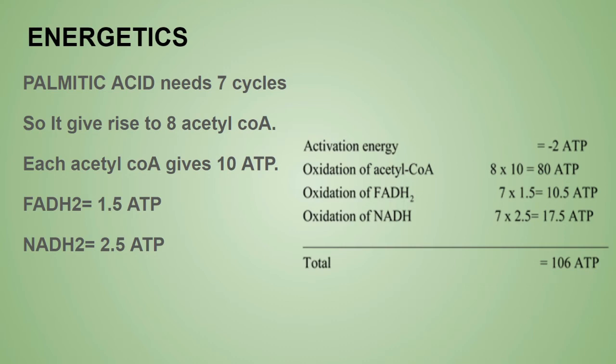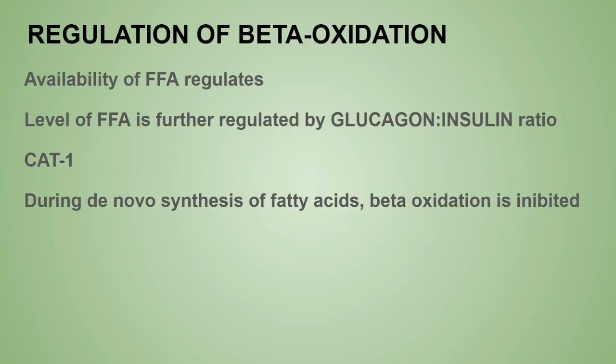Now this beta oxidation is also very helpful for metabolic water formation, or it's a very great source of metabolic water in some animals like desert animals and killer whales. So they actually get water by the beta oxidation of fatty acids only. Now the regulation of the beta oxidation.